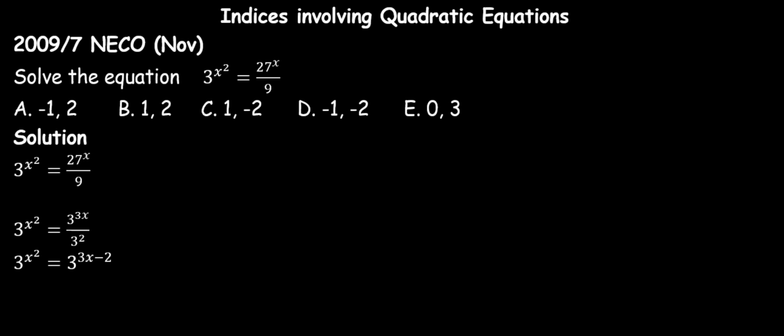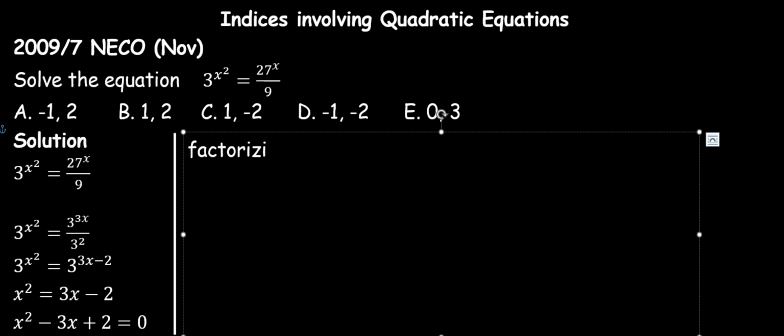Next, we equate powers. That will give us x squared equals 3x minus 2. Rearranging it properly, we have a quadratic equation as x squared minus 3x plus 2 equals 0. Factorizing, we have x squared minus 2x minus x plus 2 equals 0. If you have problems with our factorizing method here, please go to our quadratic equation, how to factorize. You will learn it better there.